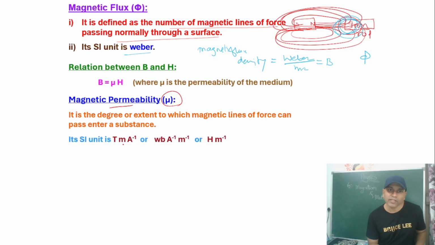Its unit is Tesla meter per ampere, or Weber per ampere per meter, or H, which is the unit for magnetic intensity. Okay, so how can we say magnetic intensity?